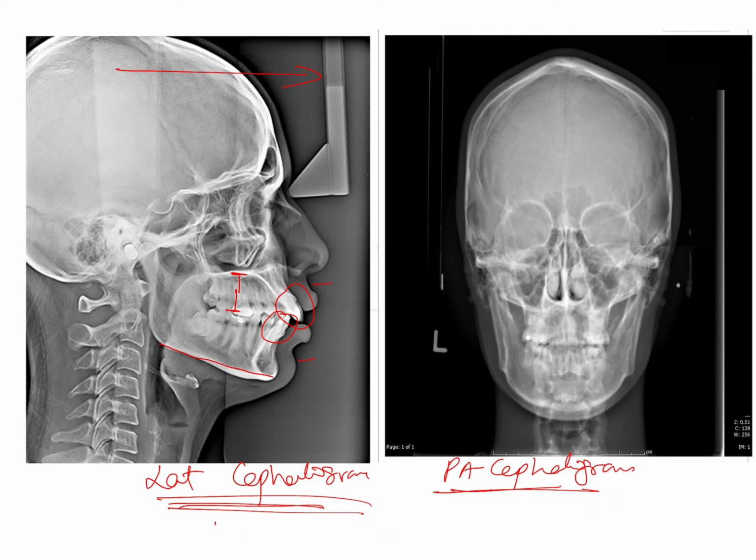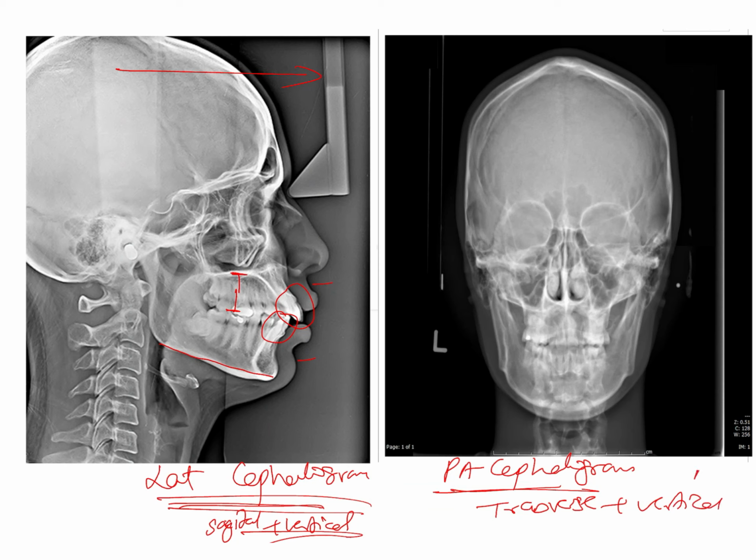Okay, so this PA stands for posterior anterior view. So here we can see the entire facial skeleton of the patient in the frontal view. Right, so here this is helpful not for the sagittal. So here we can see sagittal, right, plus vertical. So here we cannot see sagittal, but we can see transverse plus vertical.